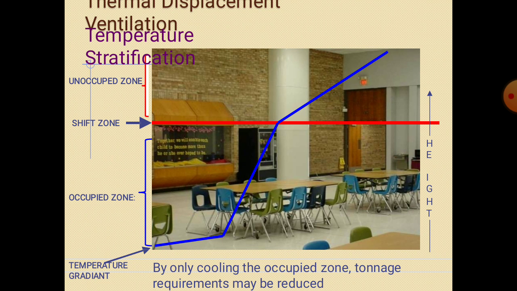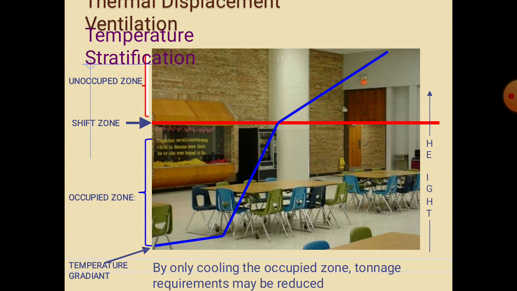Okay, this picture shows the occupied zone which has to be conditioned properly. So the line below a red color is the occupied zone. It will be occupied after some time. As it is a hotel, it will be occupied after some time. So in this zone, conditioned air should be properly circulated. But the zone which is above the red line, it is unoccupied zone.